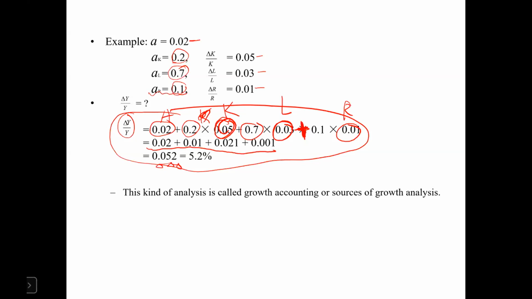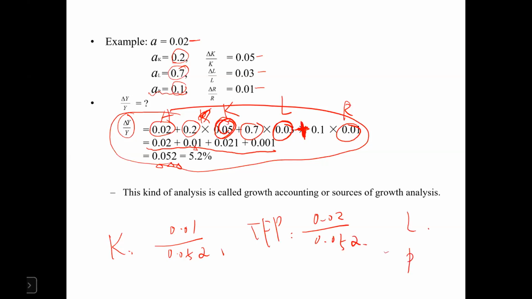And then in your homework, you may want to analyze the contribution of each component. So the capital contribution to the GDP growth is 0.01 divided by 0.052. And TFP, or technology, its contribution to GDP growth is going to be 0.02 divided by 0.052. You can do the rest for labor and the resource.